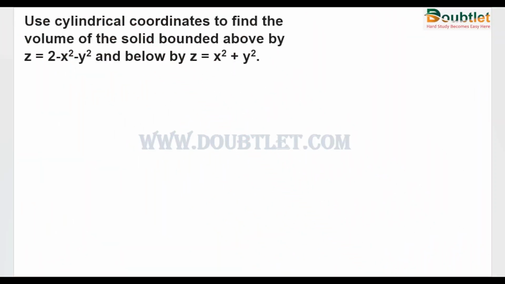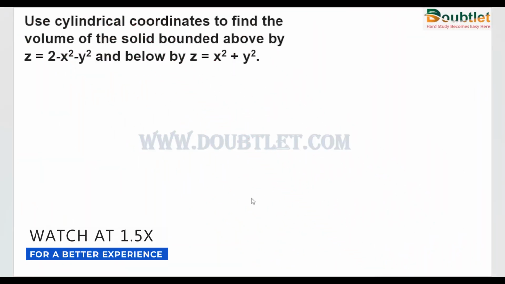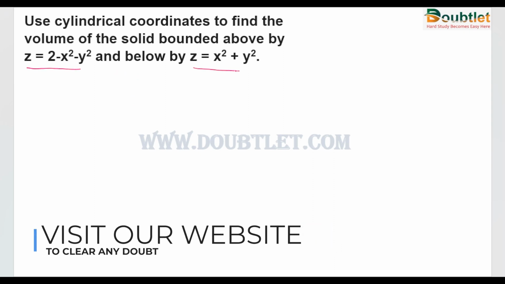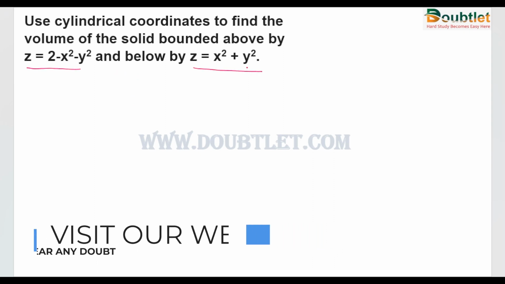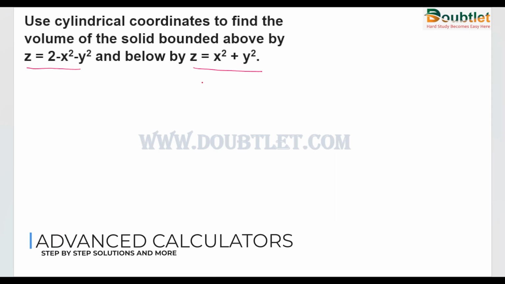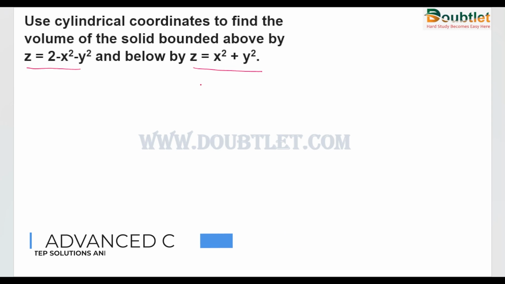Right. So in this question, we will learn how to use cylindrical coordinates to find the volume of a solid that is bounded by two elliptical paraboloids. So this is one of the elliptical paraboloids and this is the second elliptical paraboloid. Both of these elliptical paraboloids are intersecting in XYZ space. So we have to find the region that is formed by these two elliptical paraboloids.